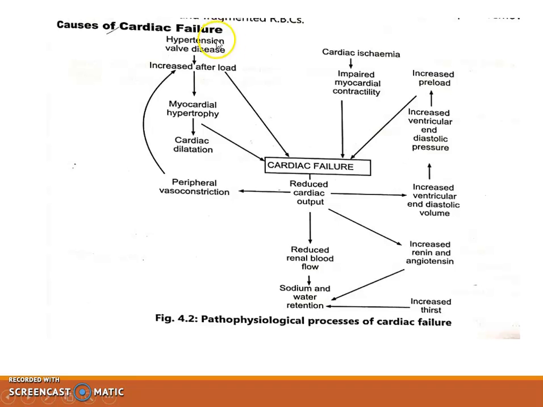These are the causes of cardiac failure. First, hypertension and valve disease, which increase the afterload, leading to myocardial hypertrophy, cardiac dilation, and again peripheral contraction. Cardiac ischemia and impaired myocardial contractility again lead to cardiac failure. Here, increased preload and increased ventricular end diastolic pressure also lead to cardiac failure. After cardiac failure, there is reduced cardiac output and reduced renal blood flow, and sodium and water retention occurs. That's why there is an increase in renin angiotensin and an increase in thirst. This is how cardiac failure occurs.